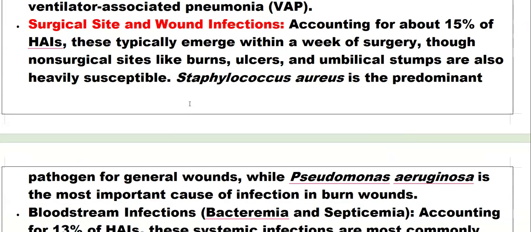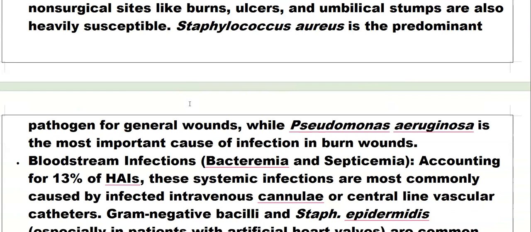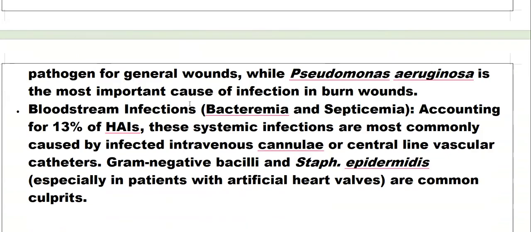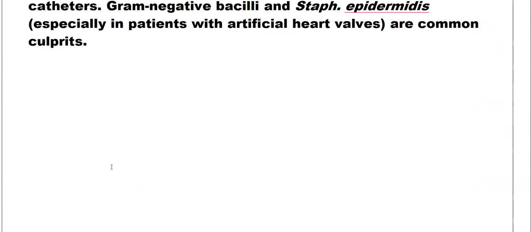Staphylococcus aureus is the predominant pathogen for general wounds, while Pseudomonas aeruginosa is the most important cause of infection in burn wounds. Bloodstream infections, like bacteremia and septicemia, account for 13% of HAIs. These systemic infections are most commonly caused by infected intravenous cannulae or central line vascular catheters. Gram-negative bacilli and Staph epidermidis, especially in patients with artificial heart valves, are common culprits.